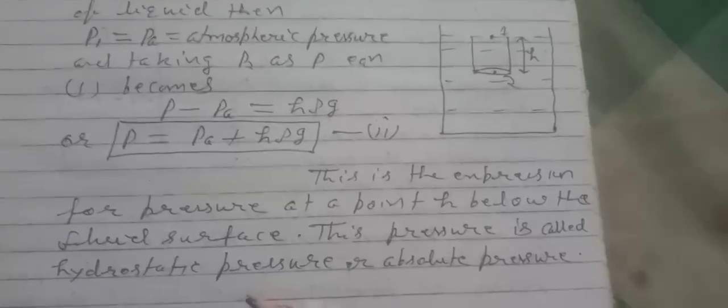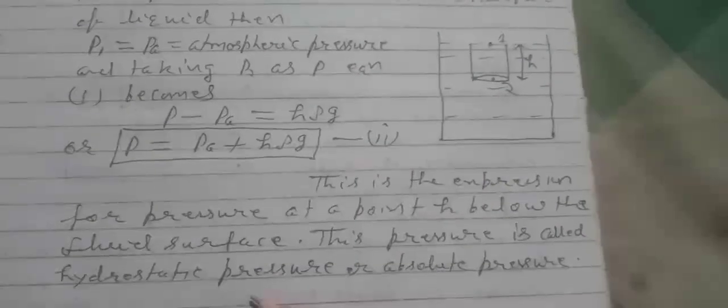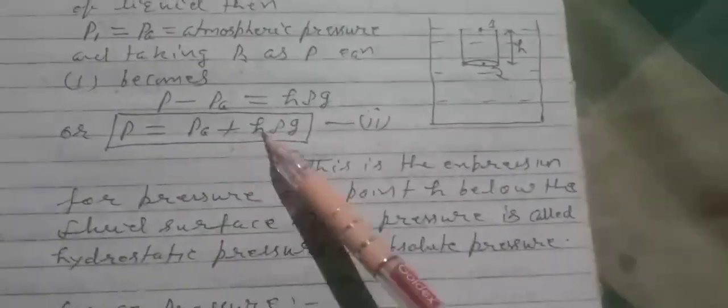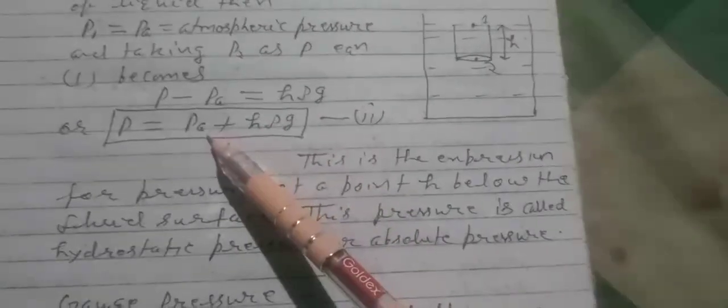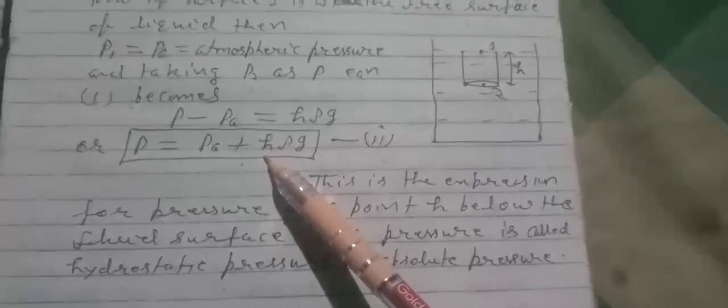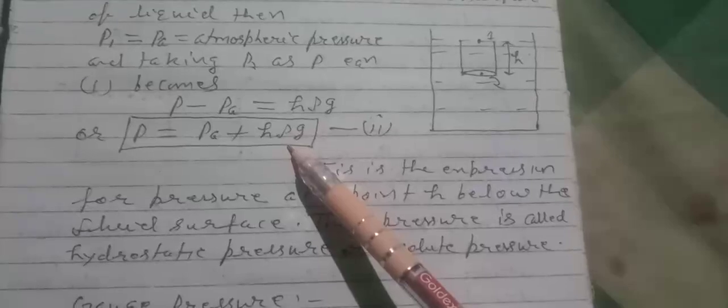That is, we can say that the pressure at depth h from the free surface is P equals PA plus h rho g, where PA is the atmospheric pressure, h is the depth below the free surface, rho is the density of the liquid, and g is the acceleration due to gravity.